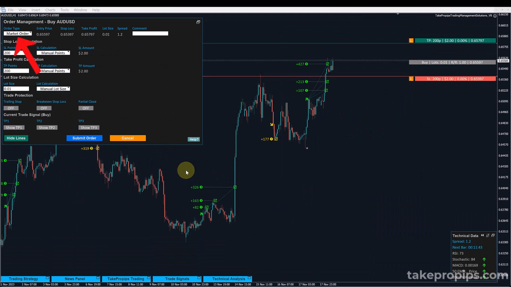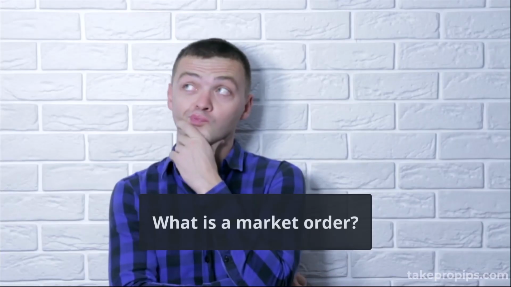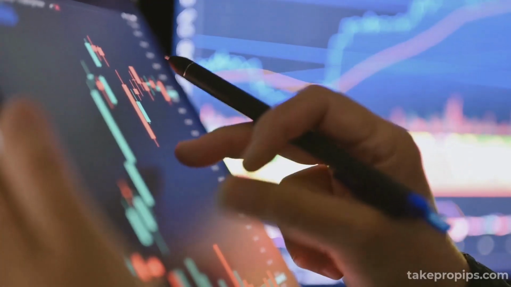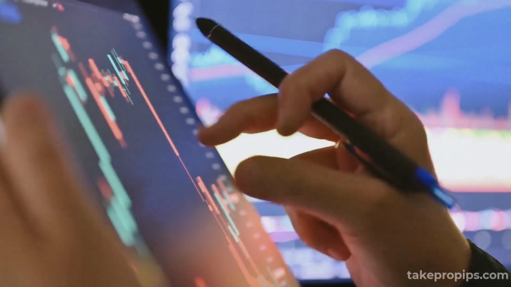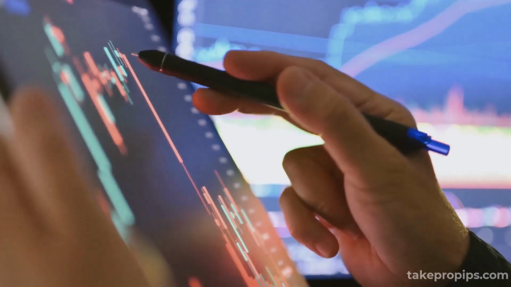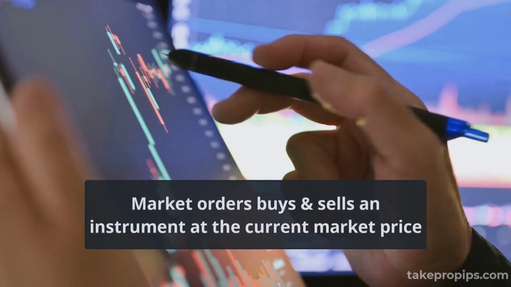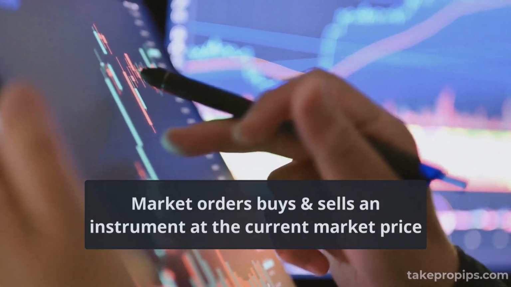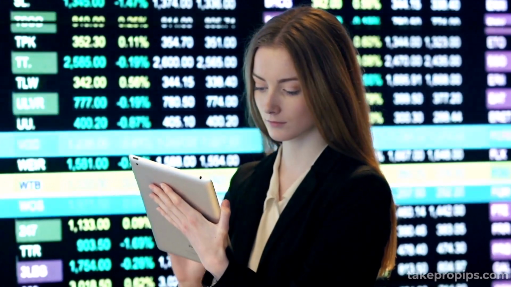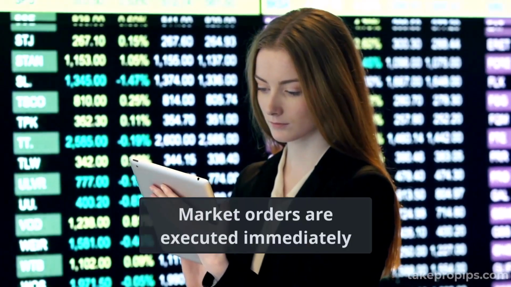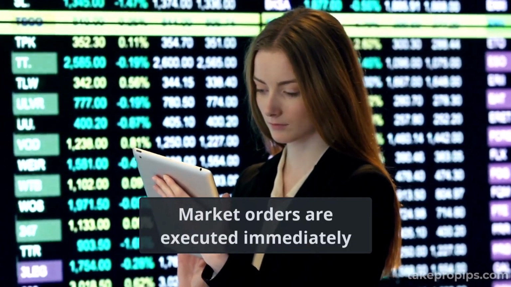The order type is used to determine whether you will be opening a market order or a pending order. So what is a market order? Market orders are the most basic yet essential type of order in trading. When you place a market order, you're buying or selling a currency pair at the current market price. It's instant, straightforward, and perfect for traders who want to enter or exit the market immediately.